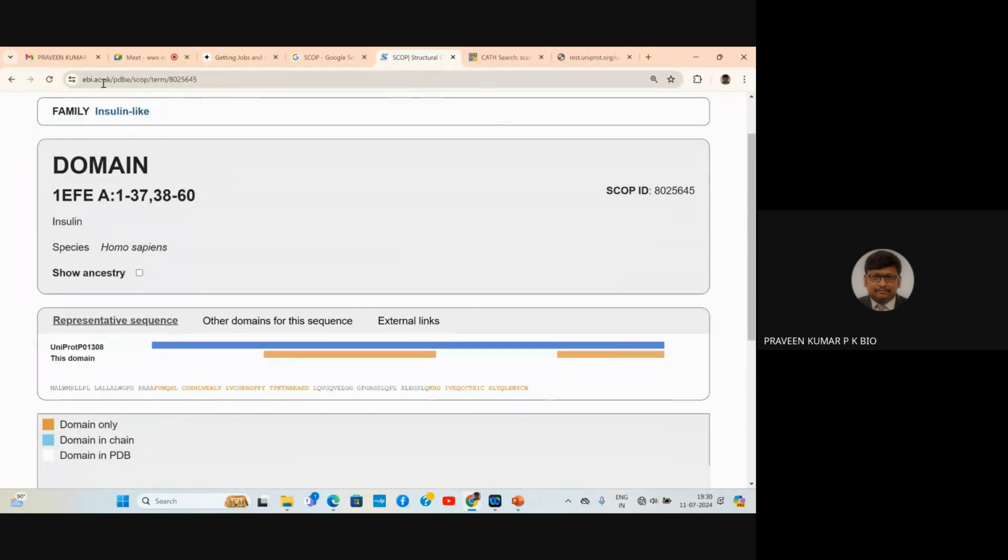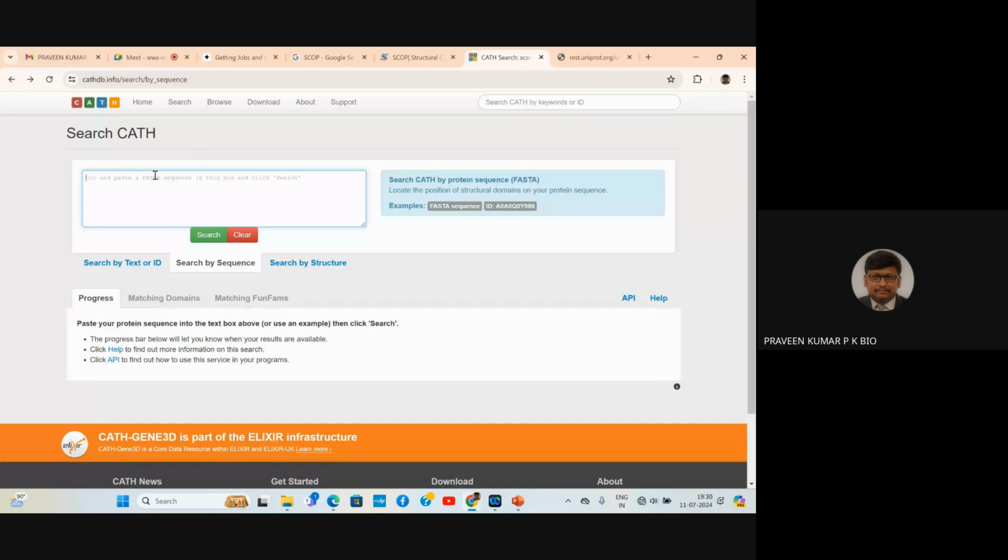Of course, SCOP is present in EBI, the European Bioinformatics Institute, maintained by the UK. And there is also one more secondary database called CATH. SCOP, CATH, what else? Prints, Pfam. Okay, these are some of the derived databases. You can find domains.